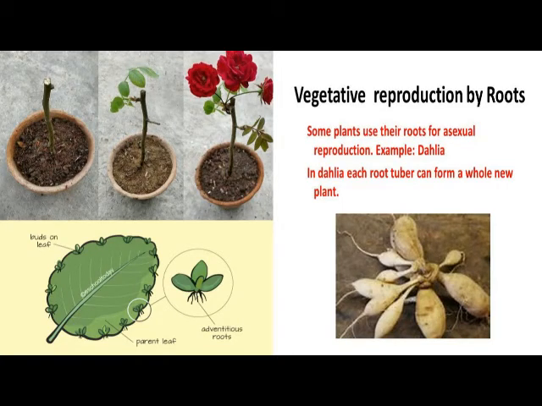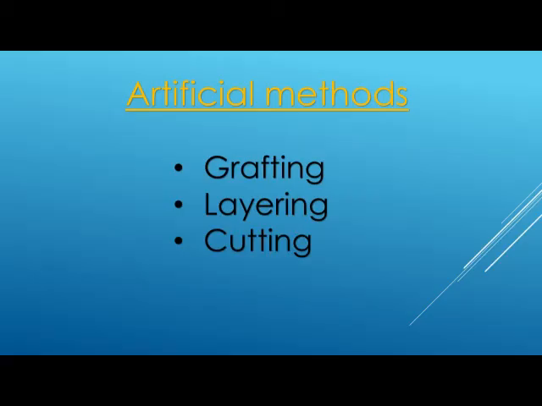The roots of some plants can also give rise to new plants. Sweet potato and dahlia are examples. There are two types of vegetative propagation, natural and artificial. Grafting, layering and cutting are some artificial vegetative propagation methods. The property of vegetative propagation is used in methods such as layering or grafting to grow many plants like sugarcane, roses or grapes for agricultural purposes.